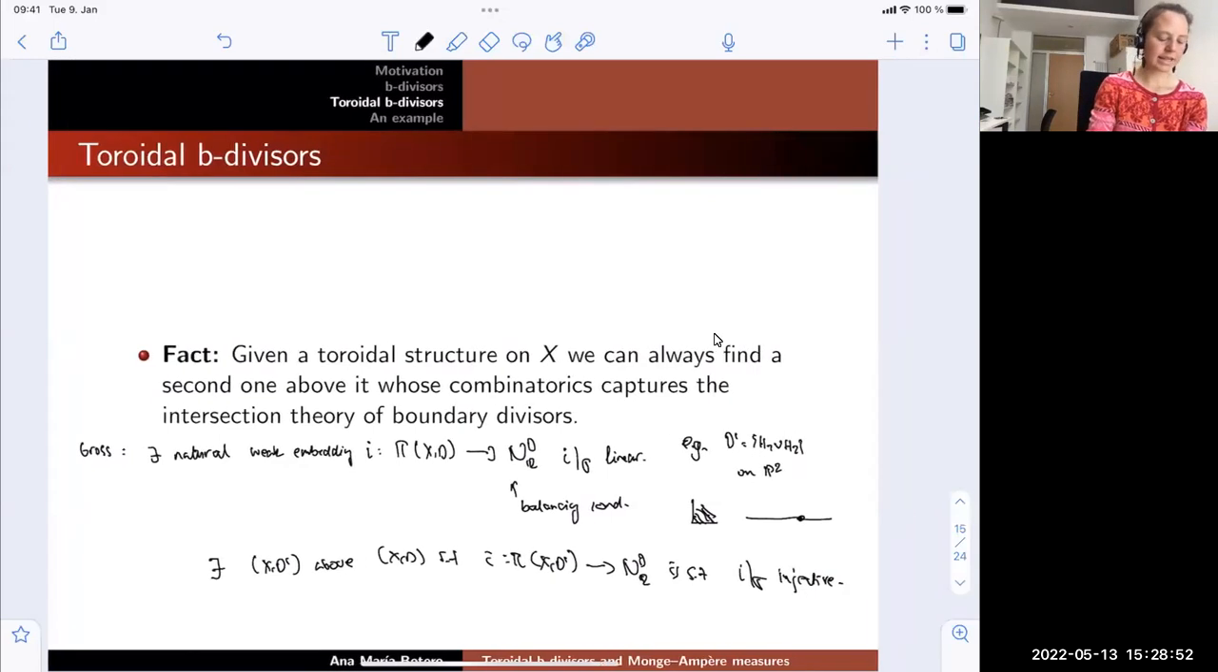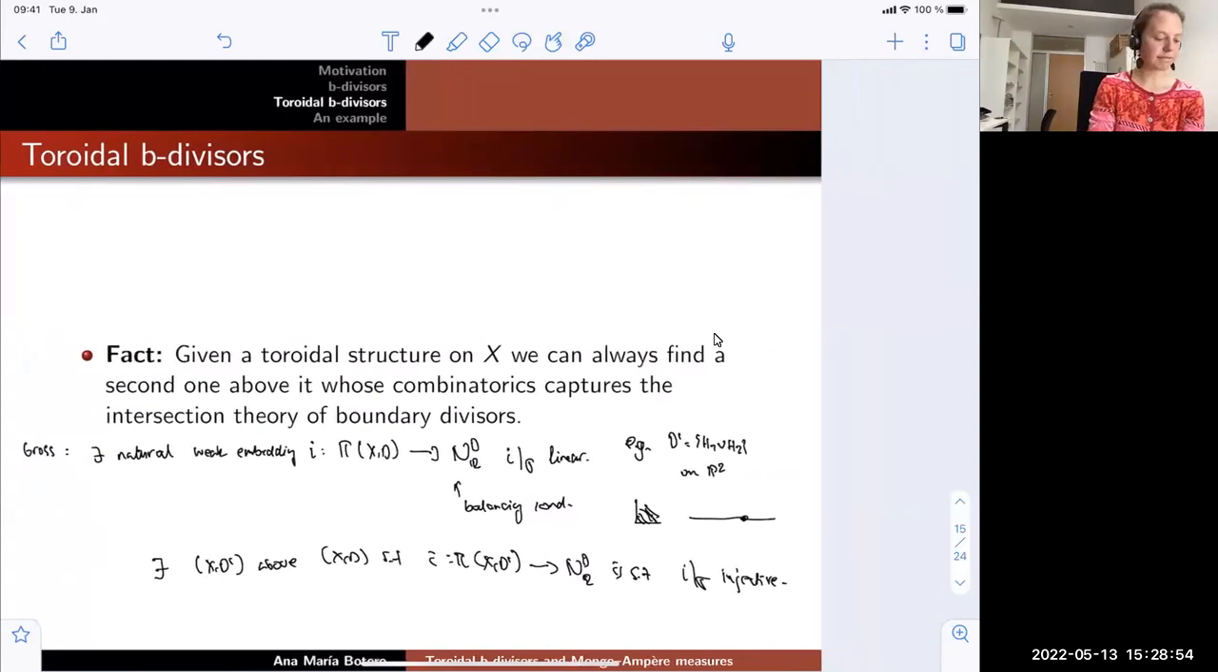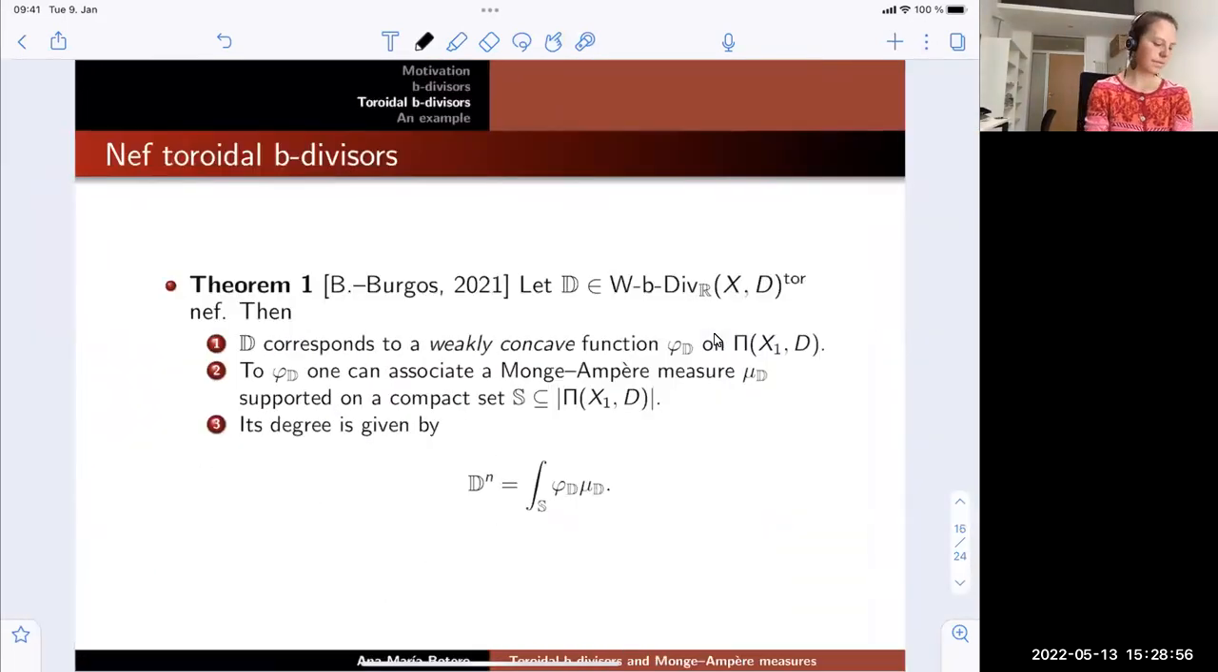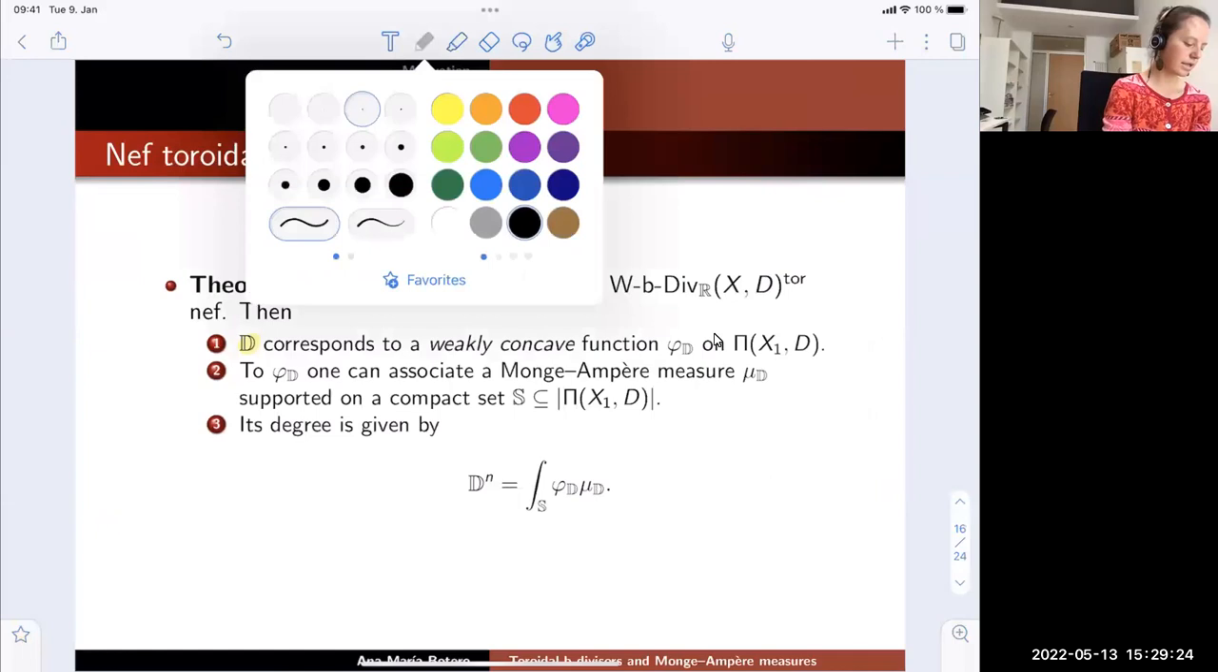And then the characterization of toroidal b-divisors is as follows. So assume we are in such a good conical polyhedral space, and then you consider a b-divisor which is Nef. And then the statement is that this b-divisor corresponds to a so-called weakly concave function on this polyhedral space. So let me maybe come to this now.